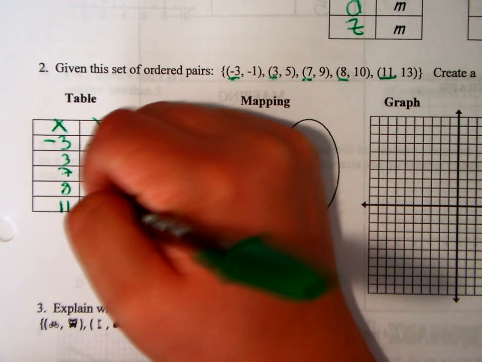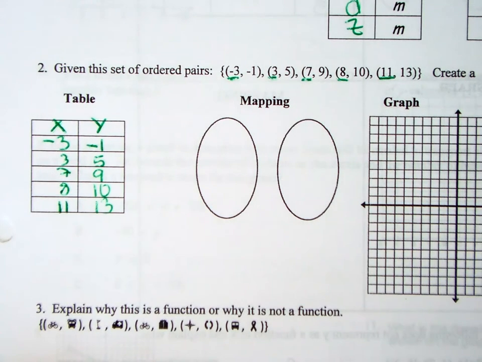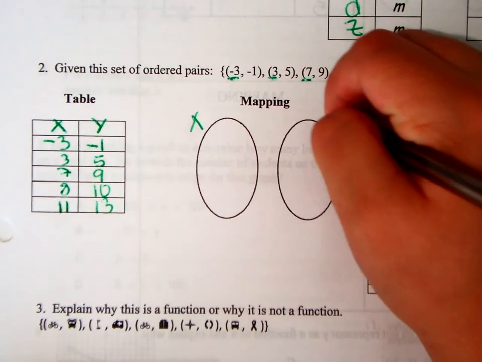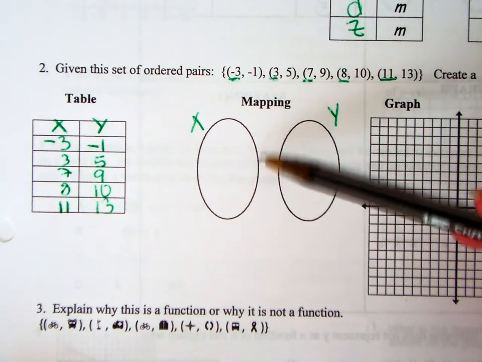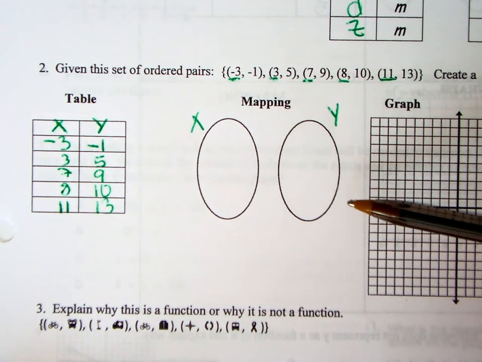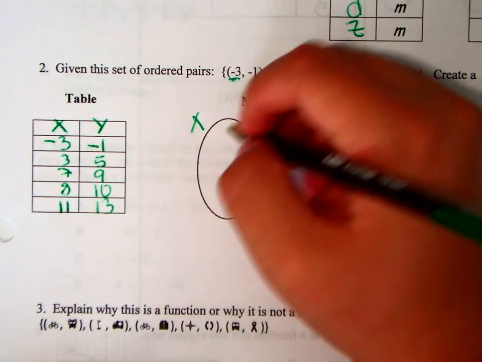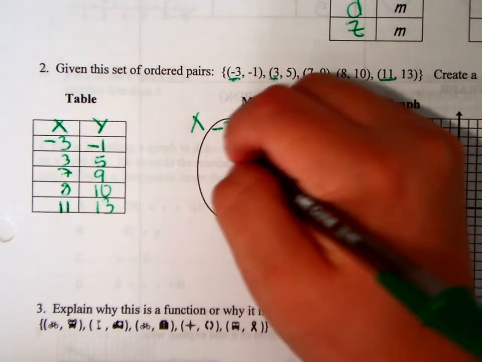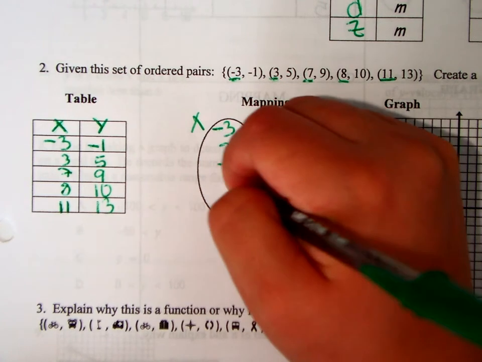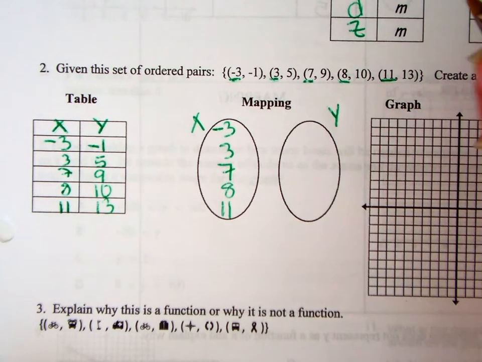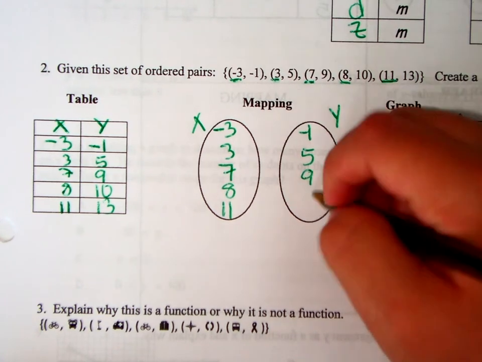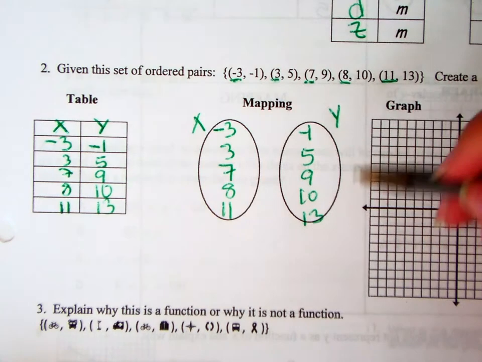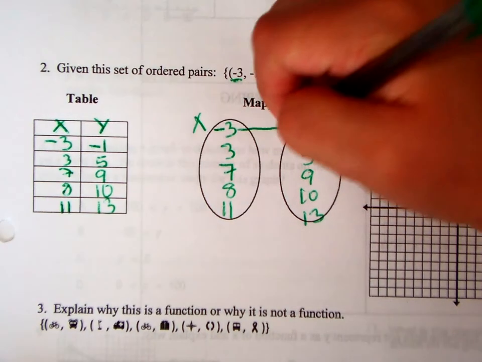Good. Now for mapping, what goes first, X or Y? X. And then the Y. So here, does the order matter for mapping? No. So give me the X's. We have -3, 3, 7, 8, 11. Good. Now give me the Y's. -1, 5, 9, 10, and 13. Perfect. Because of the order that they are in, I can just draw straight across arrows.